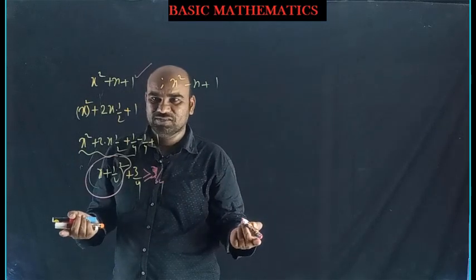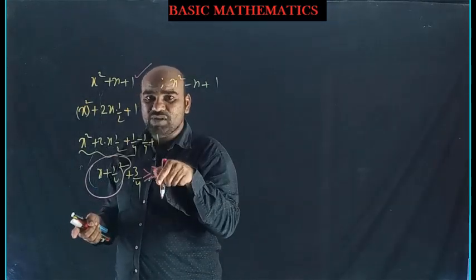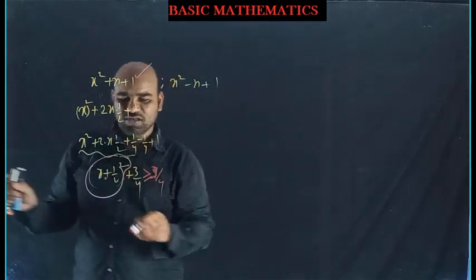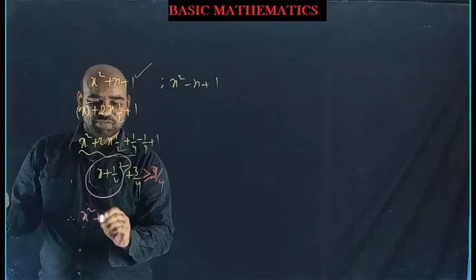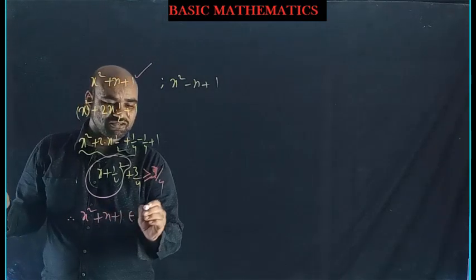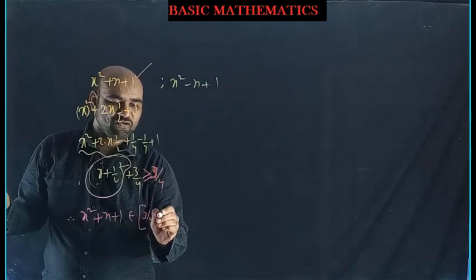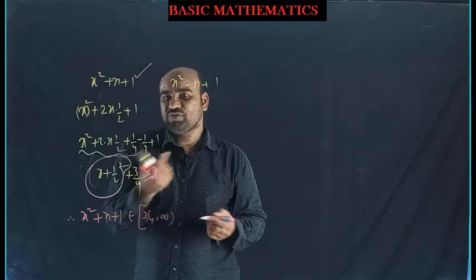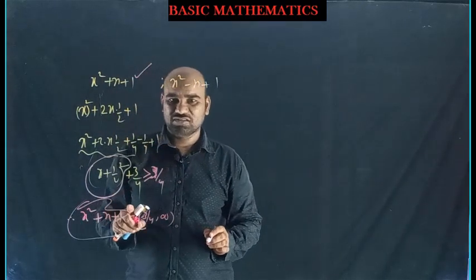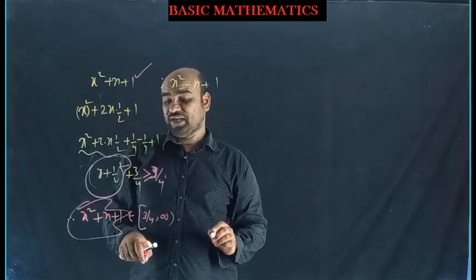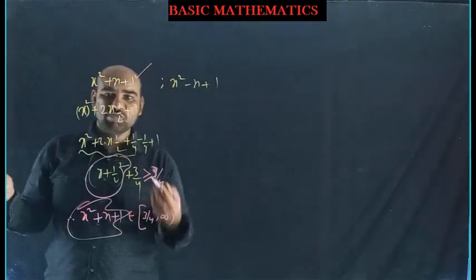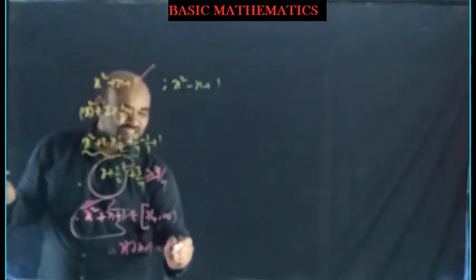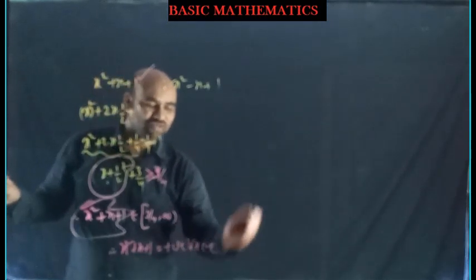Maximum we can't find. We get the minimum value when this bracket becomes 0, x equals minus half. So in other words I can write x square plus x plus 1 belongs to closed 3 by 4 to infinity. Understood? So minimum value is 3 by 4, maximum can't. It's always positive. That is the correct word. x square plus x plus 1 is always positive. The minimum value is 3 by 4, no? Therefore, x square plus x plus 1 is a positive quantity for every x belongs to R.